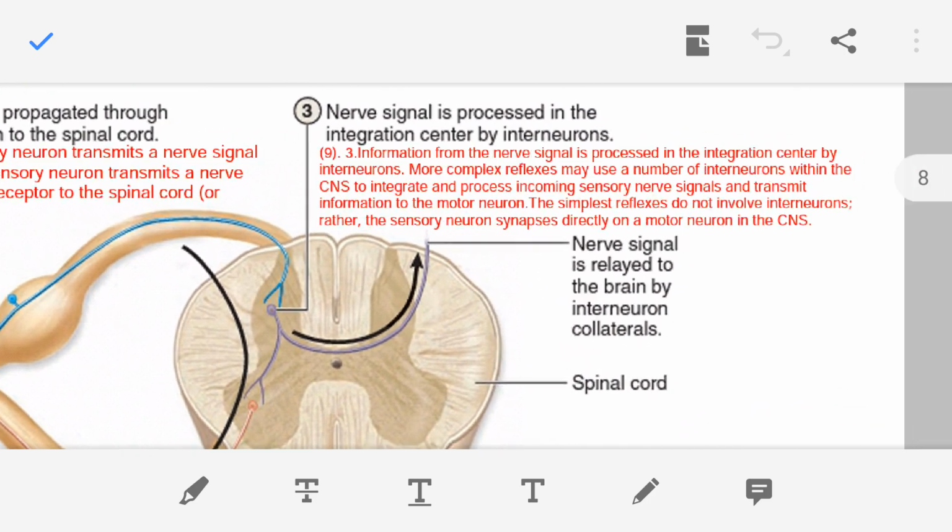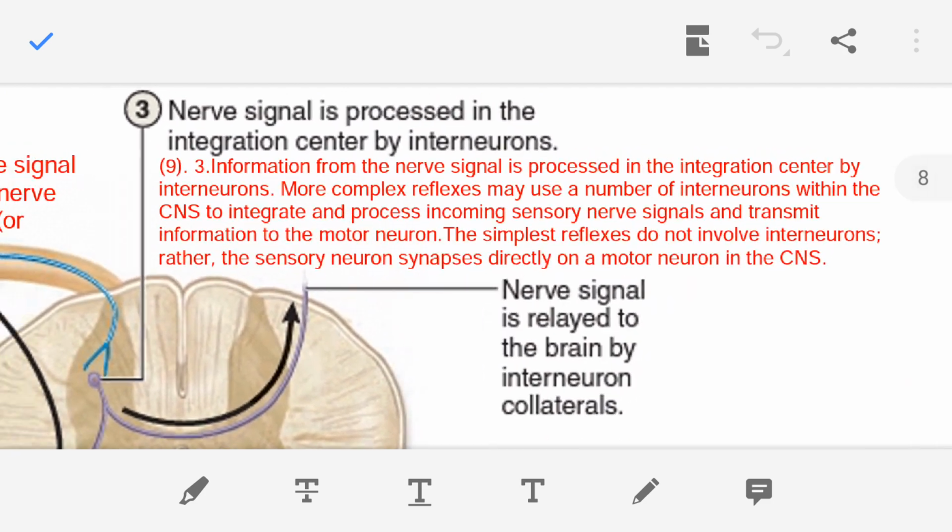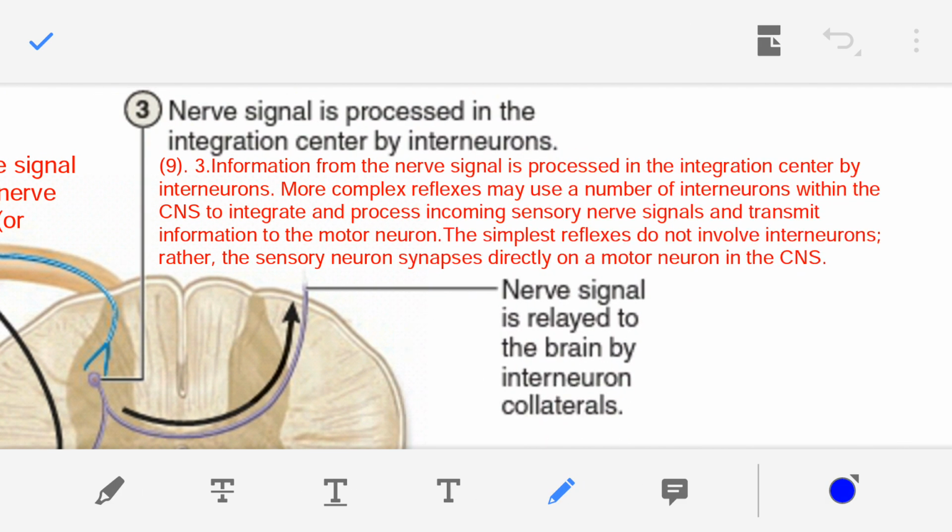Now inside the spinal cord, once the nerve impulse has reached, what happened? Information from the nerve signal is processed and integrated. That the iron nail is poking you, that information is integrated, analyzed, and understood: what is happening.